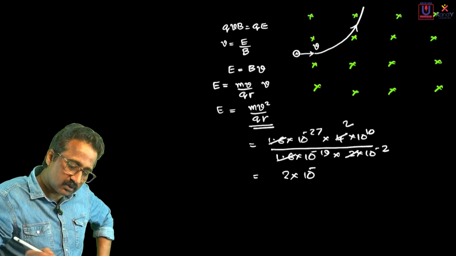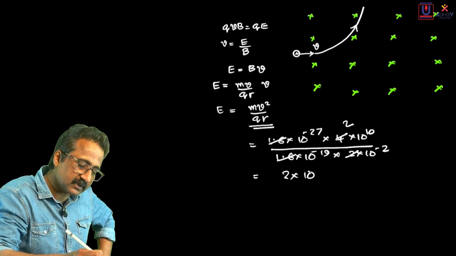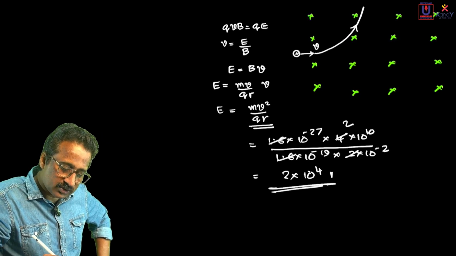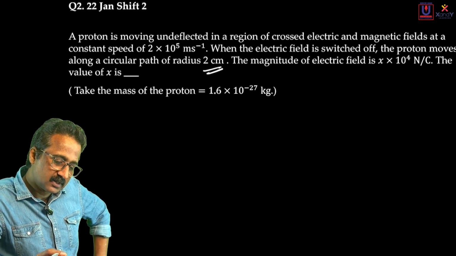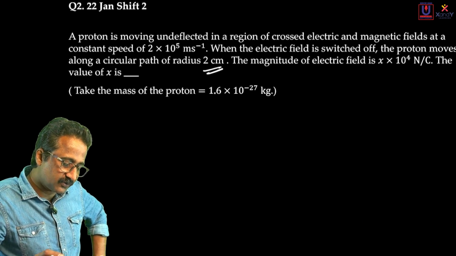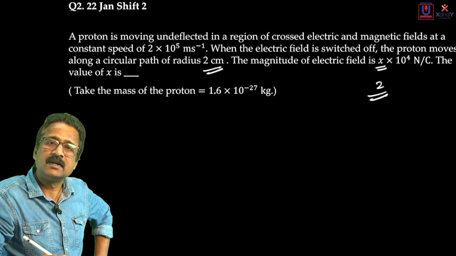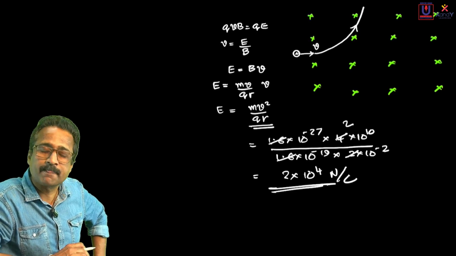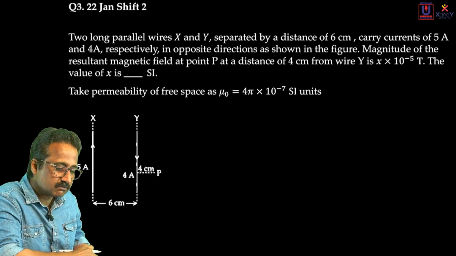It is going to be, no, not 10 raised to minus, it's going to be 2 into 10 raised to 4 here, I think. Yes, 2 into 10 raised to 4, that much. Newton per coulomb is the value. Simplifying this, you'll get 2 into 10 raised to 4. So the answer is 2 into 10 raised to 4. The value of x is equal to 2 here. Question was, what's the value of x? Yes, numerically the value of x is equal to 2. That was the second question, appeared from the same chapter.